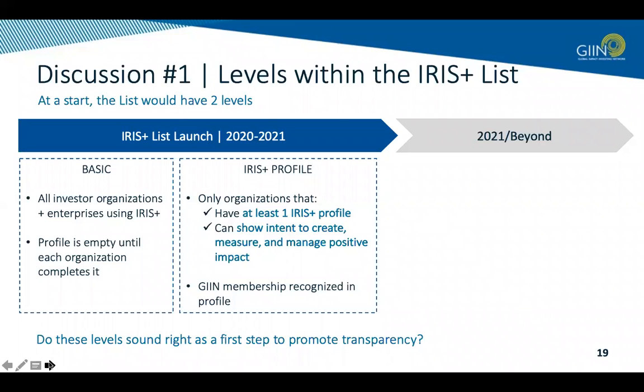The second level, which is the IRIS Plus profile, requires an organization to have at least one IRIS Plus profile, and then to somehow show their intent to create, measure, and manage positive impact. So how do we do that? We're not going to get into the specific fields during this conversation. But what we want to test with you is these levels: something more passive, where the name of your organization will be in the list, but it's up to you to create the profile. And then what is required to have a profile is that you are in alignment with IRIS Plus, demonstrating that through profiles and core metric sets, as well as other ways where you'll show your intent to create, measure, and manage positive impact.